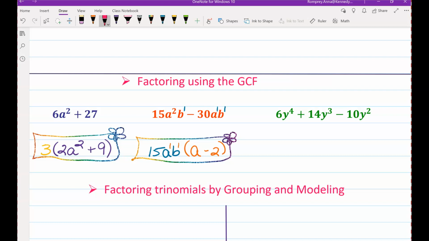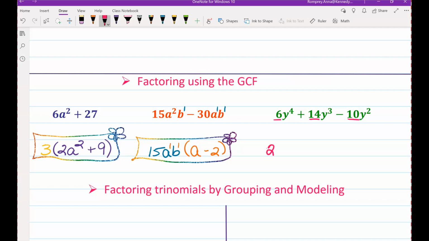All right, so 6y to the fourth plus 14y cubed minus 10y squared. Okay, so first, let's look at the coefficients: 6, 14, and 10. I'm going to go to my smallest coefficient, which is 6. So factors are 1, 2, 3, and 6. Obviously, 1 goes into everything. 2 goes into 6, 14, and 10, yep. 3 doesn't go into 14. 6 still doesn't go into 14. So I think the largest coefficient is 2, so we're going to factor out a 2.